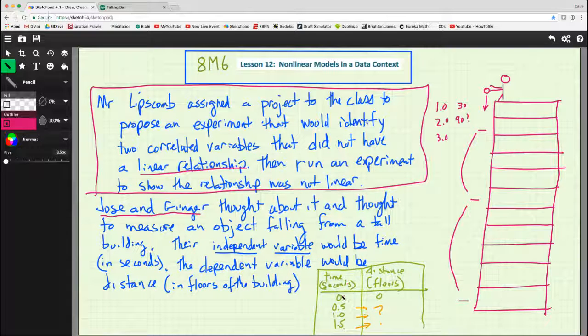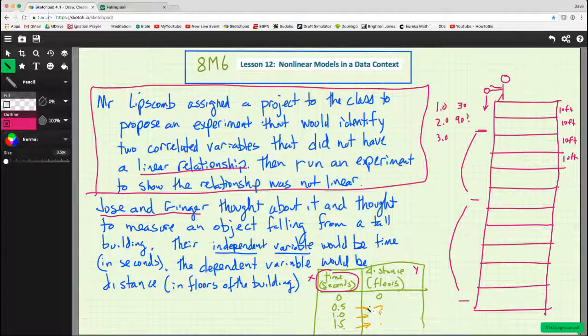So their independent variable, they thought, would be time. Time in seconds, that's their x. And then their y would be the distance. And rather than measure it in feet, they thought they could just measure it in floors, because all floors are about 10 feet. So that would be a fair way of measuring an equal amount of distance.